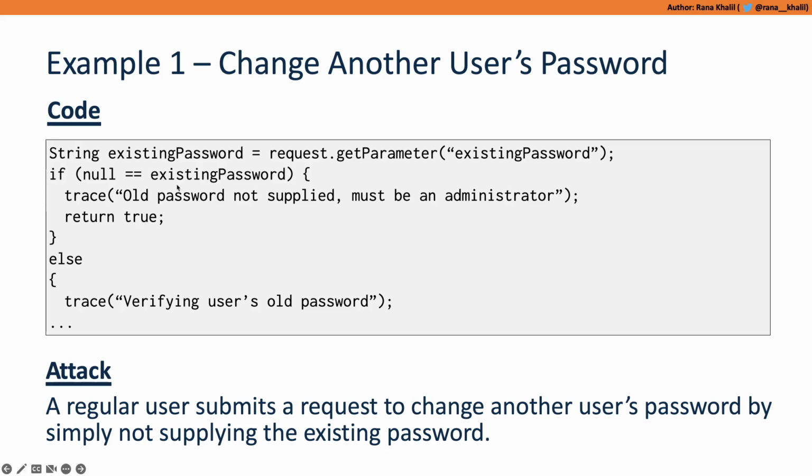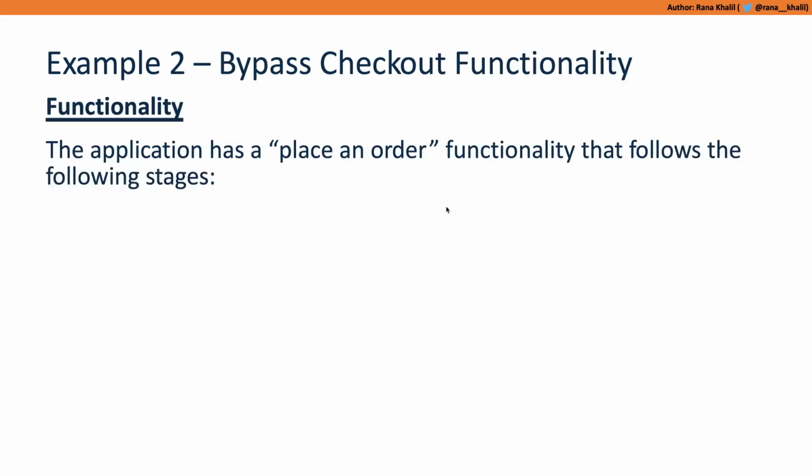When the application receives the request, it'll see that the existing password is empty, and so it'll automatically assume that the user is an administrator and allow the password change to go through, making it possible for someone who has access to the application to change an arbitrary user's password and compromise arbitrary user accounts. So that's example one of a business logic vulnerability. Let's move on to the next example.